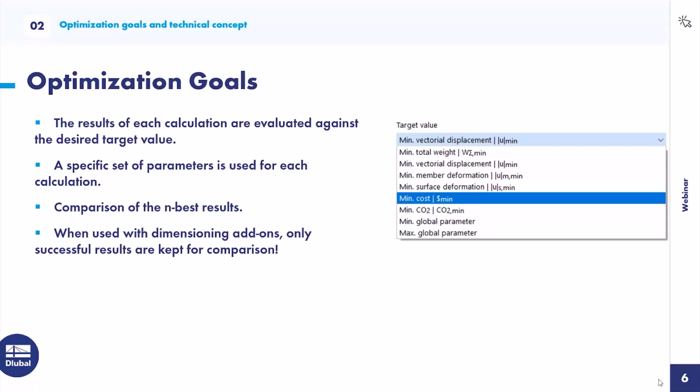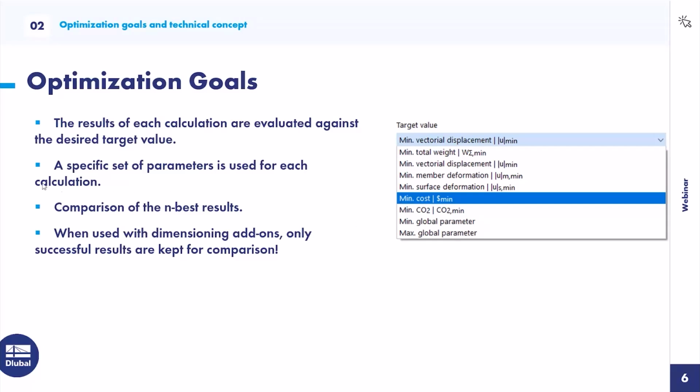What can we do with this? In the target value, as you have seen before, we have several things to choose from. For example, minimum cost, minimum CO2, or the minimum total weight of your static system. And what is important to take care of? The results of each calculation are evaluated after the calculation only against this set target value. So be careful what you are choosing here and what you define in the model. RFEM will just evaluate, according to this single target value, what is the best model for you.